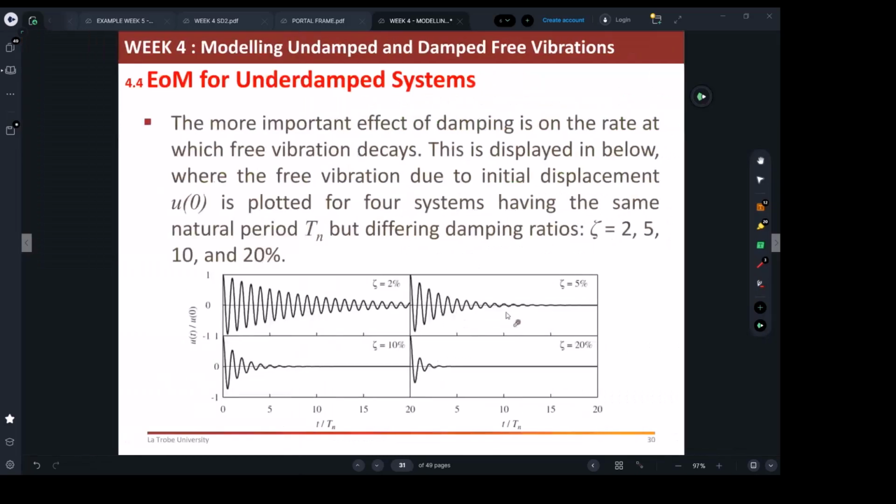Right, any questions about this section on underdamped systems? Do we all understand this was simply one type of damping, which we widely use in structures? I think you've understood what's happening between them. Any questions there?